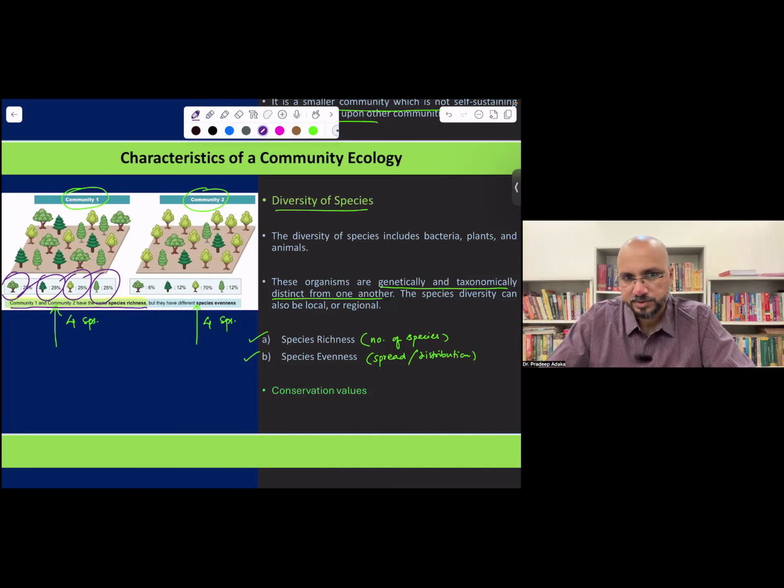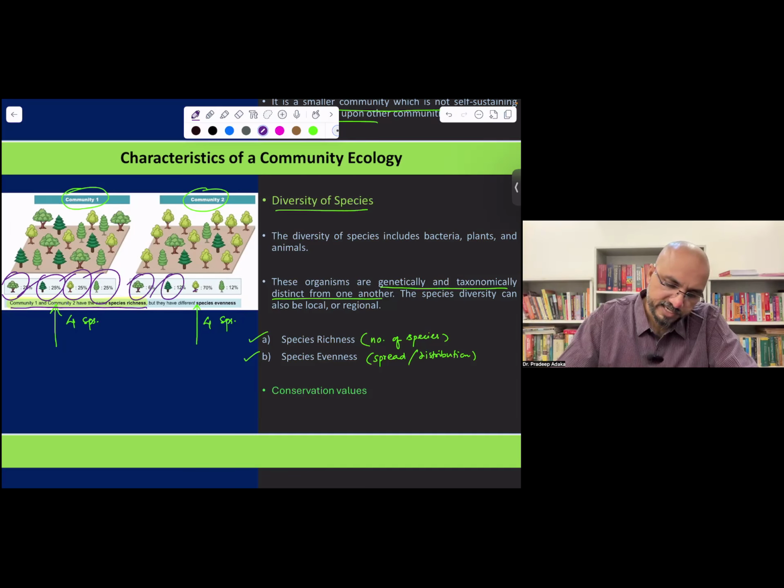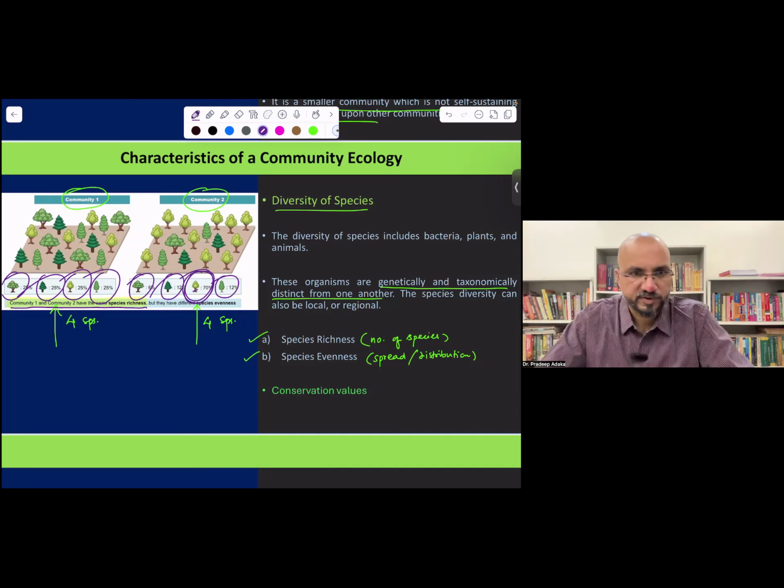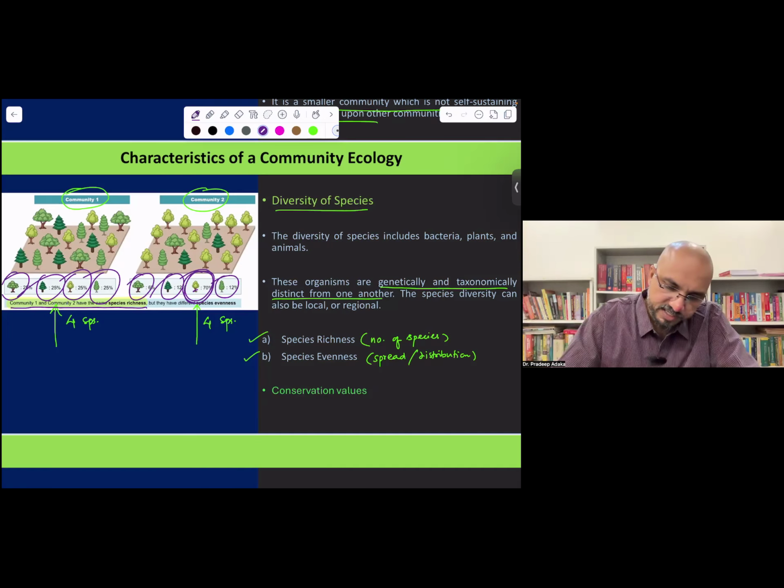Uniformity in distribution. Whereas in community 2, you see 6% of the first type, 12% of the second type, 70% of this dominant species, and 12% of this fourth type of tree. So four species are there, but they are not evenly distributed with respect to number. Some are more in number, others are less in number. Okay, so that is species evenness.